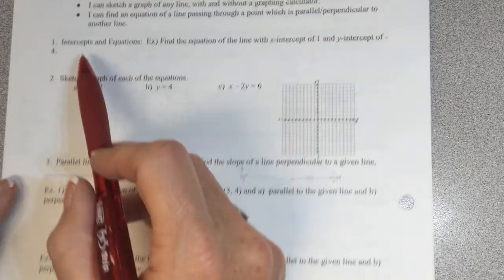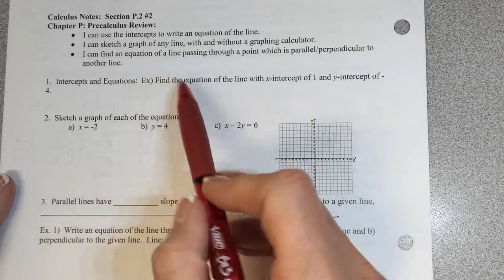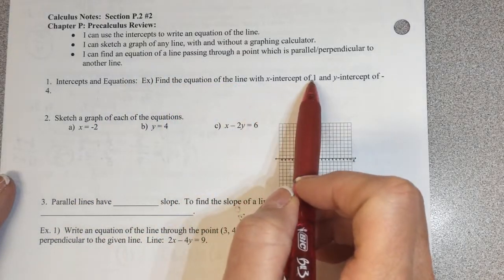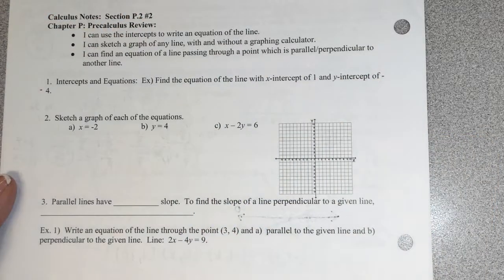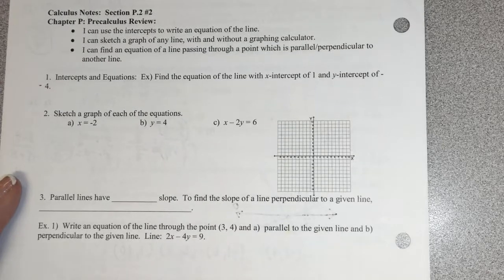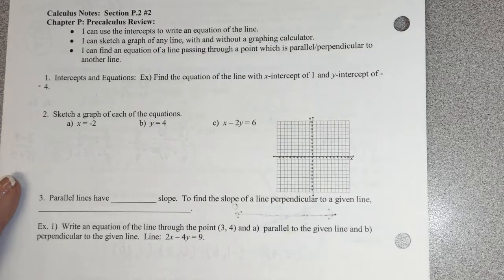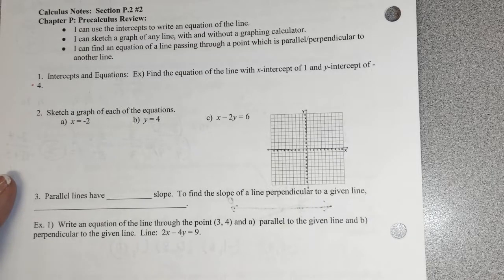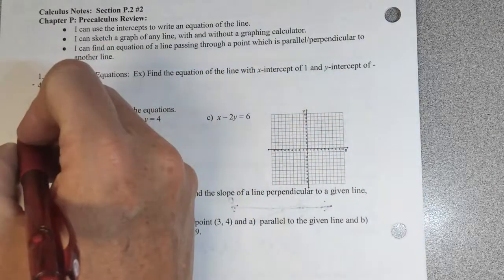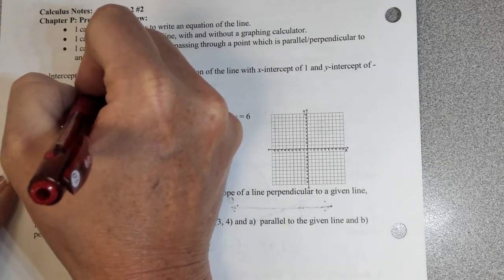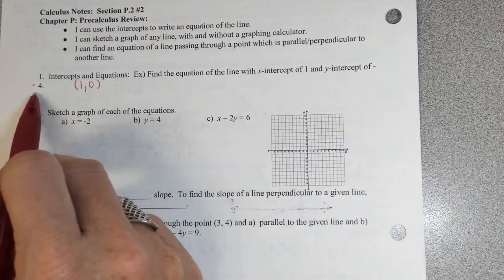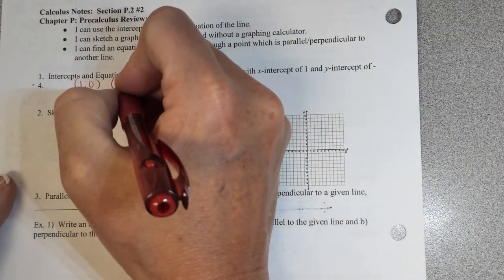So the first goal is intercepts and equations. Find the equation of a line with an x-intercept of 1 and a y-intercept of, I think this negative is supposed to be down here, so -4. Okay, so how am I going to do that? I need to know the slope, right? To write an equation of a line, I have to know the slope. In order to find the slope, I have to know points. If I have an x-intercept, what is that as a point? It's (1, 0). So I know the point (1, 0). I'm given a y-intercept of -4. So what is that as a point?